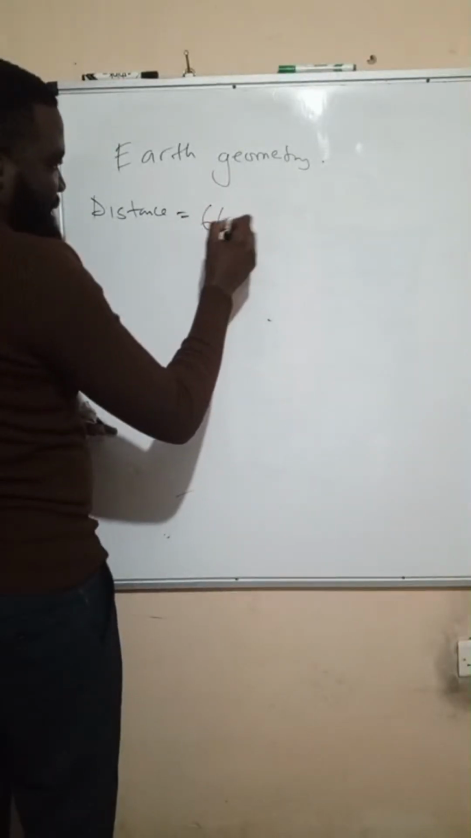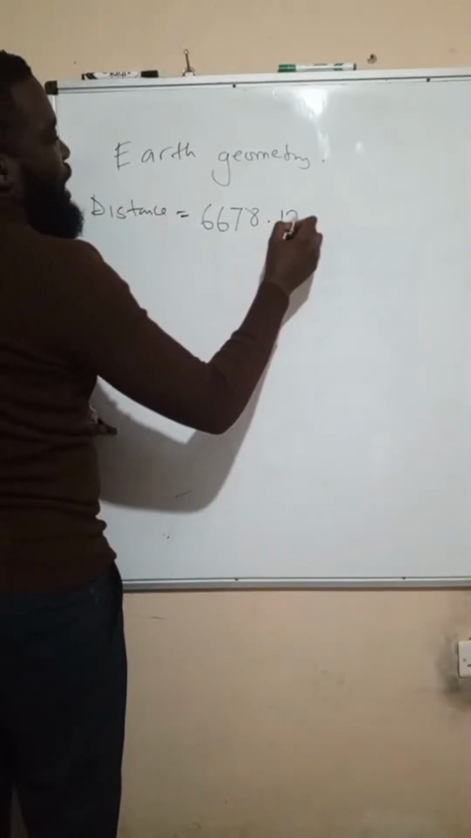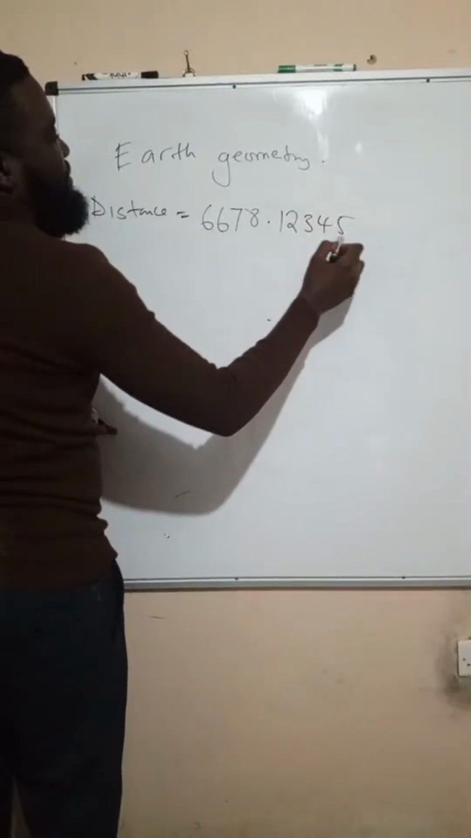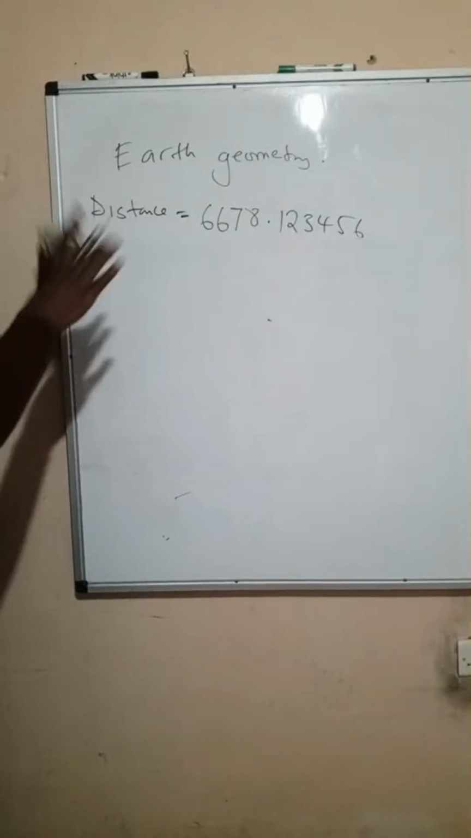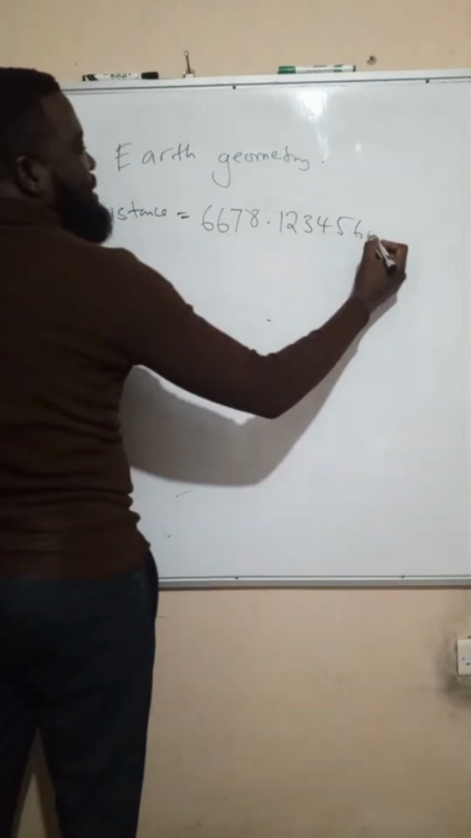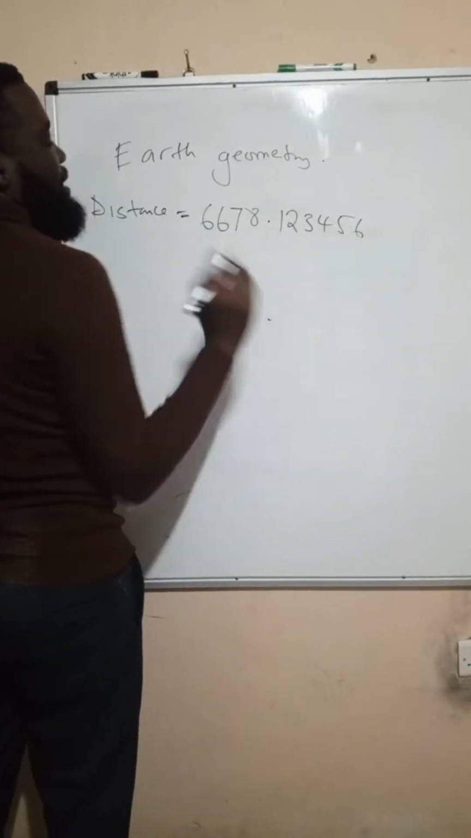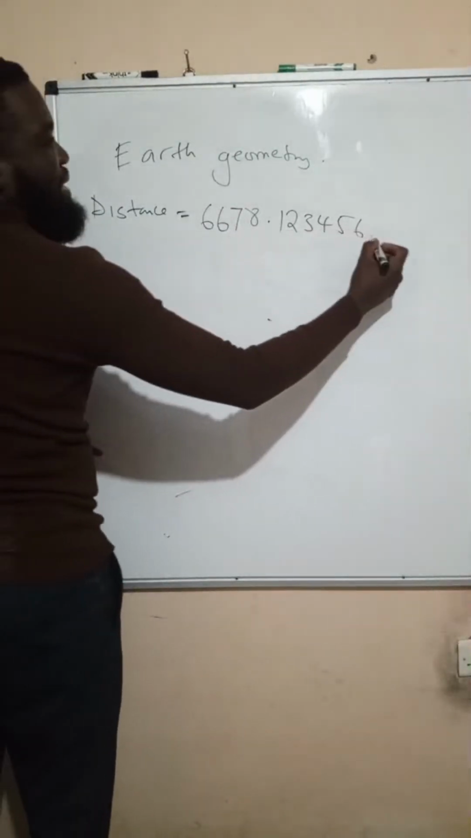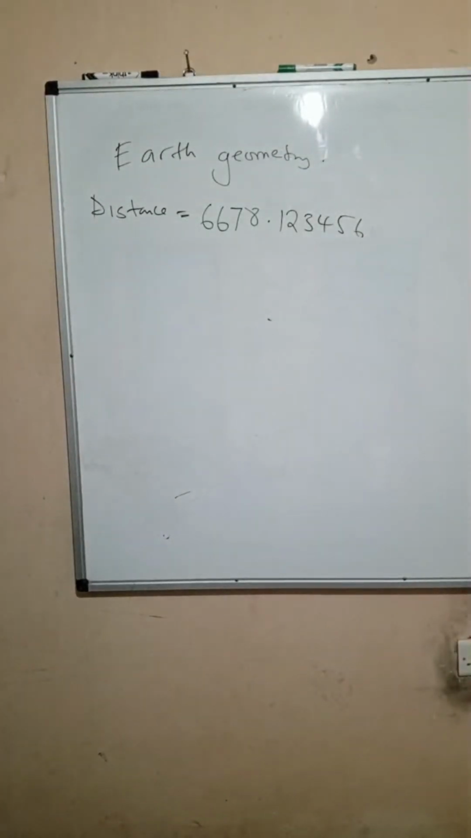let's say 678.12345 for example, like that. Okay, you get such an answer after you have divided, you have done everything. The last answer you get, whether this is in meters, kilometers, or nautical miles, it doesn't matter.